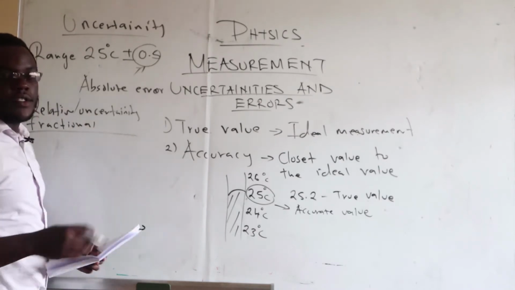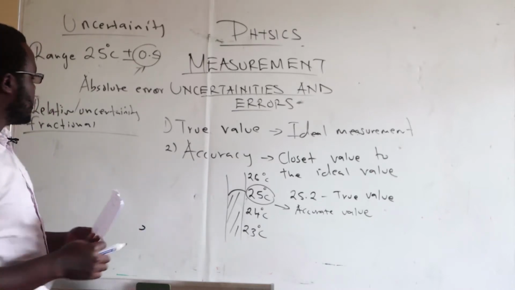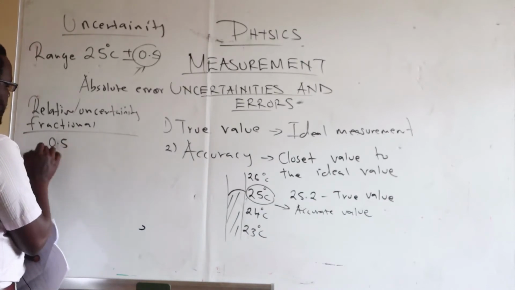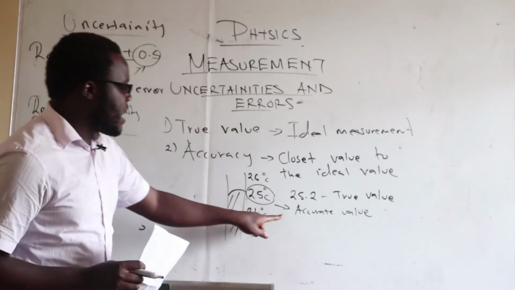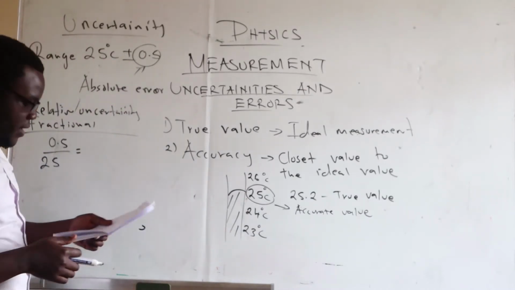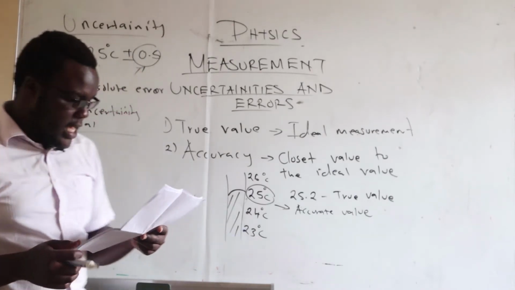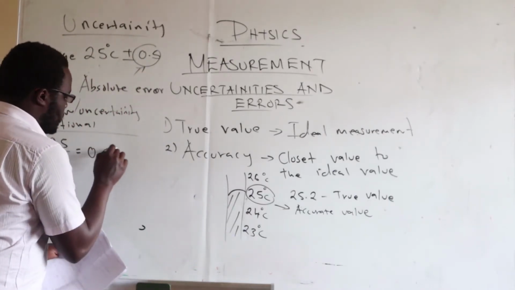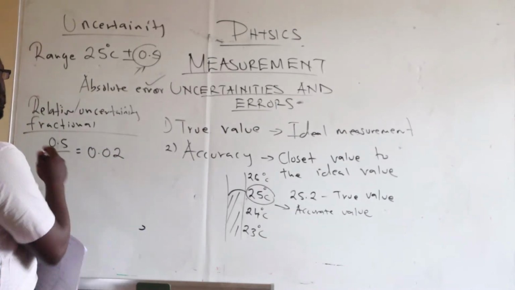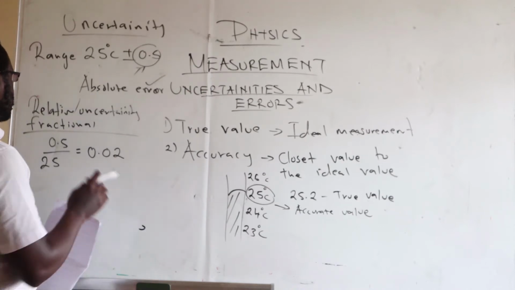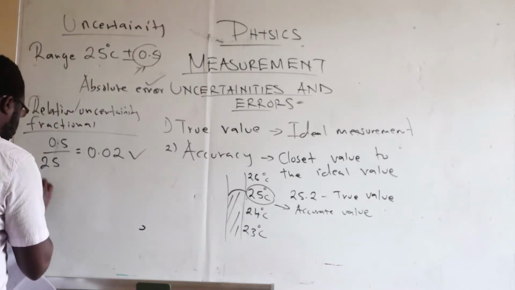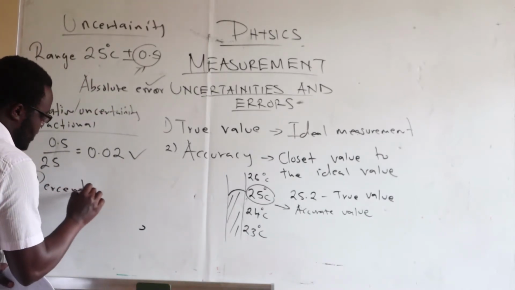So how do we calculate the fractional uncertainty? Fractional uncertainty is gotten by taking the absolute error, 0.5, and dividing it by the accurate value that you had gotten, 25. That gives us our fractional uncertainty as 0.02. We have started with absolute error, and from the absolute error, we have gotten relative uncertainty, also known as fractional uncertainty. We can still go further and calculate percentage uncertainty.